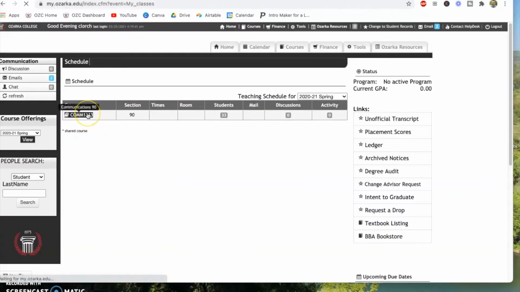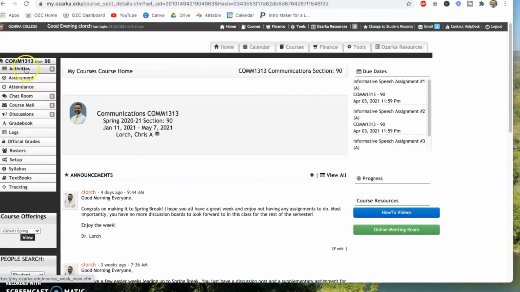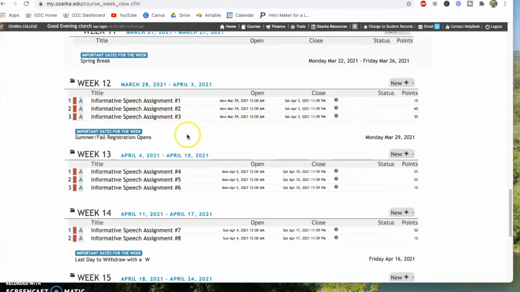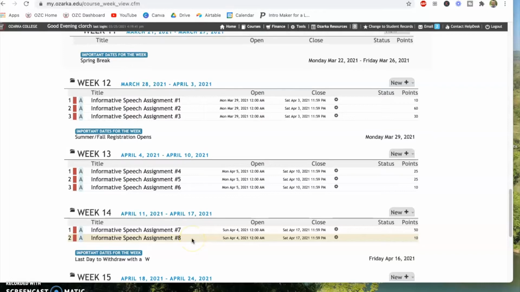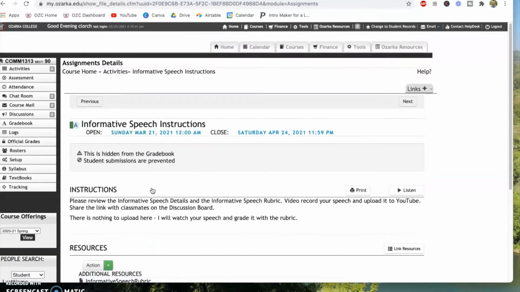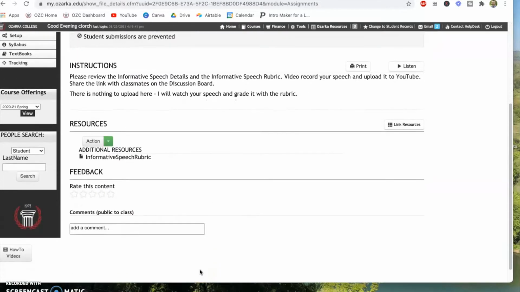Okay, so next I'm going to do a screencast that talks about some specifics of the assignment and also goes through the rubric, so make sure you pay attention for that. Okay, everyone, let's dig a little bit deeper into what you need to do for your informative speech. So, the first thing you need to do is go past these assignments down to wherever you see the informative speech instructions. Okay, because this will give you the overall picture of what's going to be expected of you.